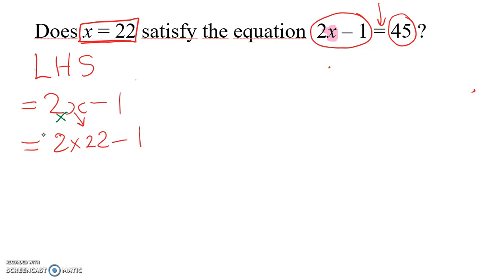So I've substituted 22 for the x, and now I'm going to simplify the left-hand side. Well, 2 times 22, that's 44. And 44 minus 1 is 43.